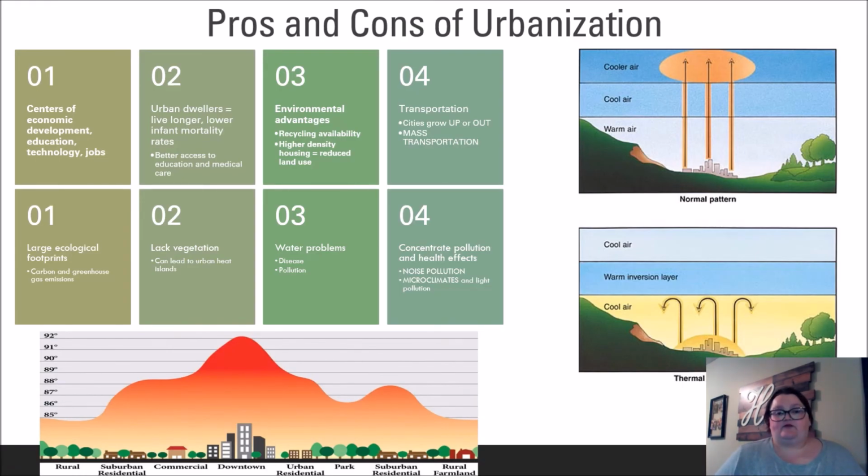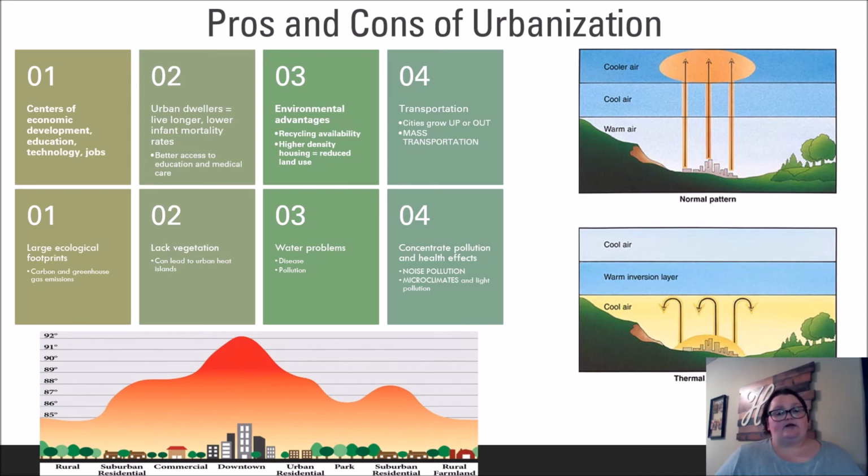As with everything else, there are pros and cons of urbanization practices. We know that urban areas are centers of economic development, education, technology, and jobs. They lead to lower infant mortality and higher life expectancy in individuals in urban areas due to better access to education and medical care. Urban areas can also facilitate sustainable living through the use of recycling, high-density housing, and mixed-use zoning, as well as the use of mass transportation such as trains and buses. Additionally, urban areas can use less land by growing up rather than growing out.